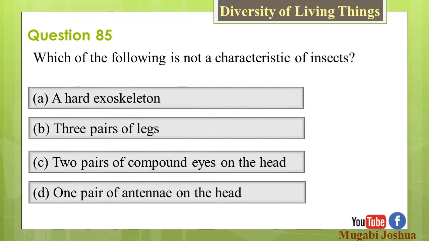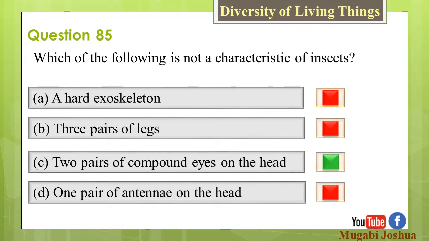Question 85. Which of the following is not a characteristic of insects? A. A hard exoskeleton. B. Three pairs of legs. C. Two pairs of compound eyes on the head. D. One pair of antennae on the head. Which of the following alternatives is the best alternative? The best alternative is C. Two pairs of compound eyes on the head.